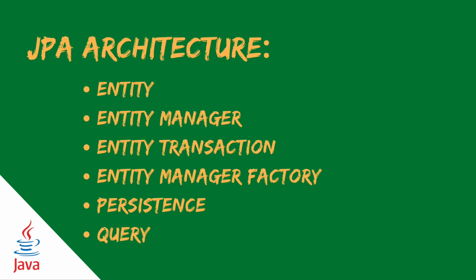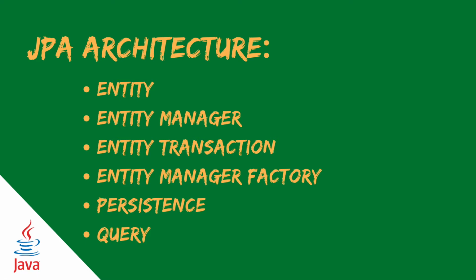The most important part is the entity. Entities are the persistence objects stored in the database. The entity manager is an interface and manages the persistence operations on objects. One entity manager instance can manage multiple entities. Entity transaction. It has a one-to-one relationship with the entity manager. For each entity manager operation, there is an entity transaction instance.